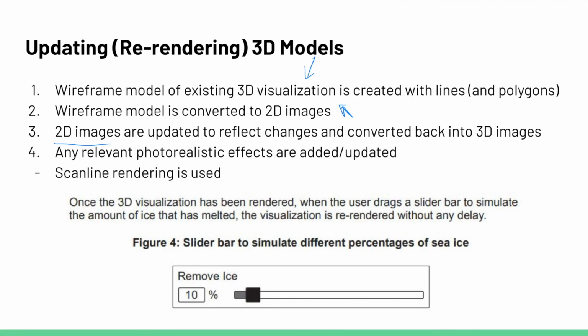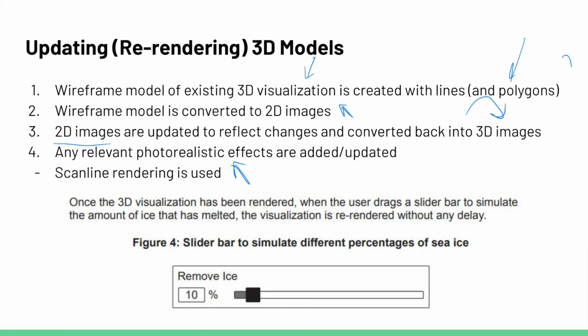So let's say we want to re-render something in real time, which is probably going to use Scanline rendering. So we can take the existing 3D visualization, which is created with lines. We can convert it to 2D images. We can update these 2D images, and then we're going to convert them back to 3D images and add any photorealistic effects. And these 3D images are then going to be displayed on our screen. So basically, using wireframes, we can take that wireframe, turn it to 2D, update the 2D, and then convert back to 3D.